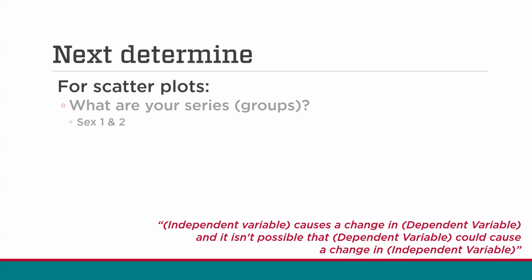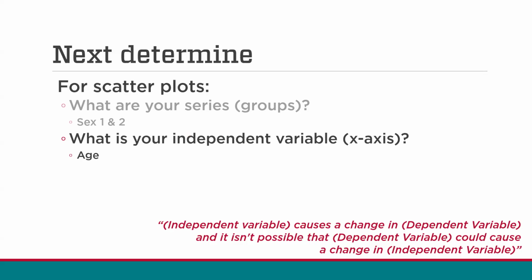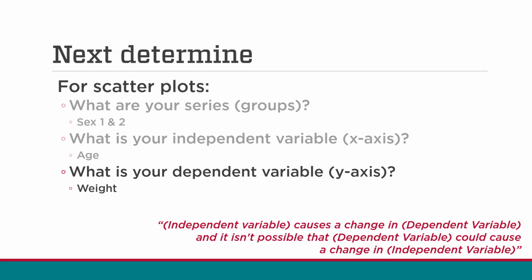In our case, we want to examine the relationship between age and weight within each sex. Age causes a change in weight, and it isn't possible that weight could cause a change in age. Or the alternative, weight causes a change in age, and it isn't possible that age could cause a change in weight. That sounds silly, right? So in this exercise, age is the independent variable since there is nothing we can do about it. And weight is then going to be our dependent variable.